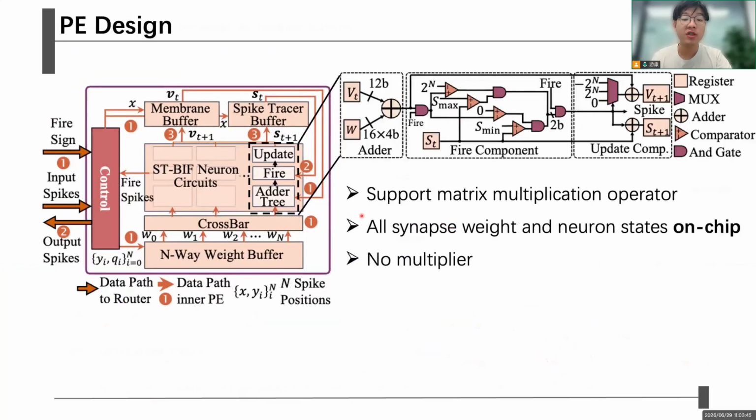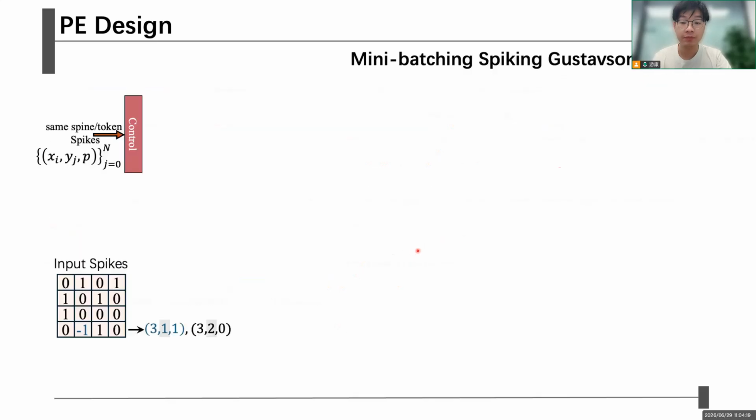This slide shows the PE design in ELSA. Our PE is designed to execute the matrix multiplication operator using a mini-batch spiking Gustavson-product dataflow, and ELSA keeps both synaptic weights and neuron states on chip. Each STPF neuron contains a 16-input adder tree, a fire component and an update component without using any multiplier. This allows ELSA to efficiently support ternary spike computation.